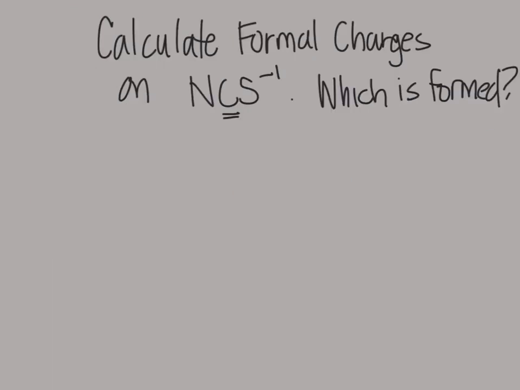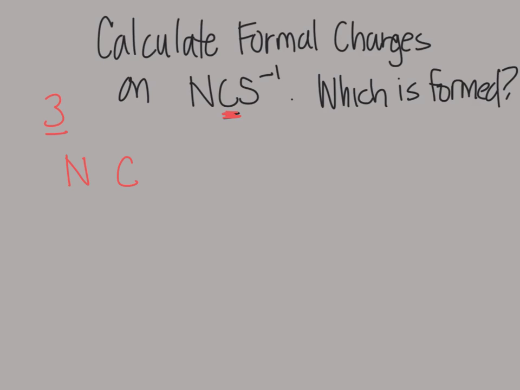Alright, so here's a practice problem. I want you to calculate the formal charges on NCS-1, and I want to know which one is formed. The reason I have this C underlined is because the molecule, when you draw it, has to have carbon in the center. I'm going to tell you that there are going to be 3 possible resonance structures that you need to calculate the formal charge on. I will draw the first one, and then you can draw the two others and calculate the formal charges.